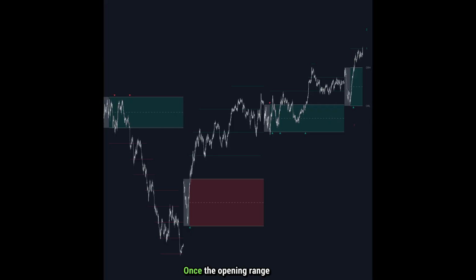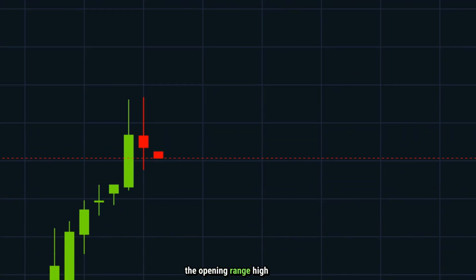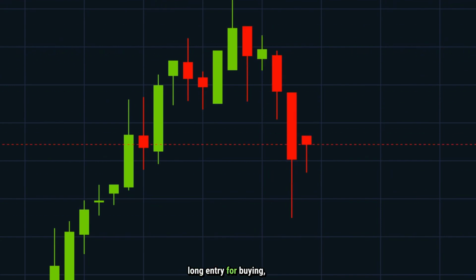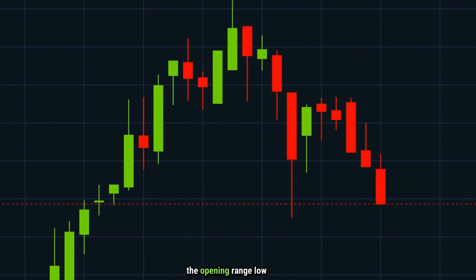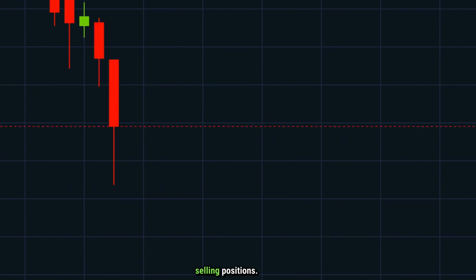Eastern Time. Once the opening range is clearly established after the first few candles, traders actively look for a decisive price breakout above the opening range high, known as ORH, or below the opening range low, ORL, to signal potential trade direction. A confirmed breakout above the opening range high with a strong bullish candle signals a potential long entry for buying, while a break below the opening range low with bearish displacement suggests a short entry for selling positions.